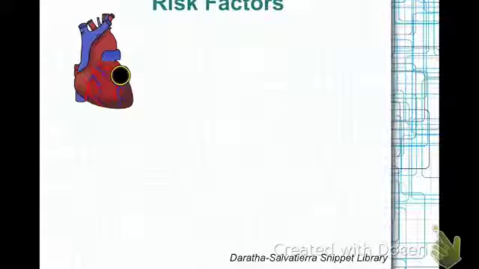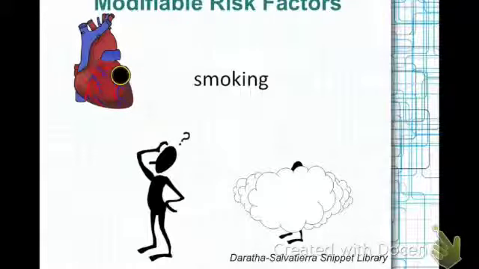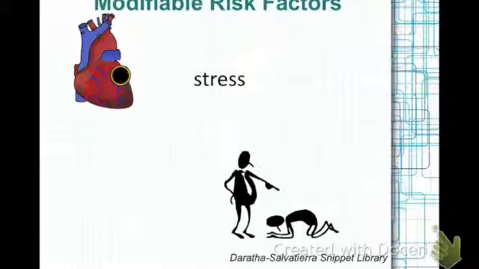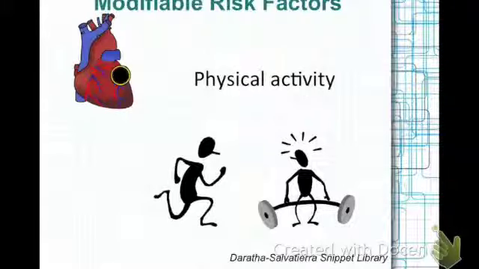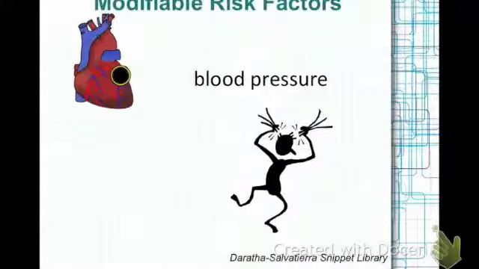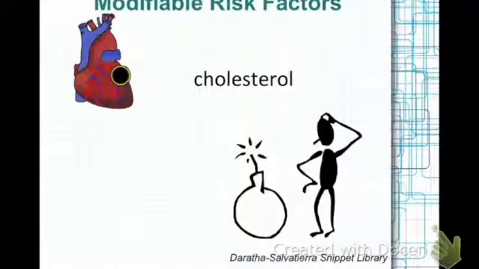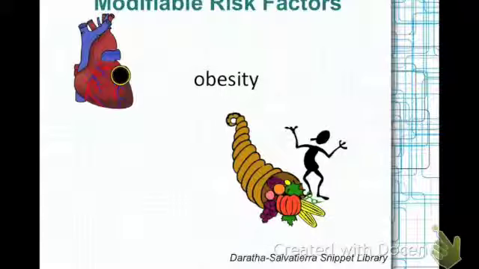Let's take a look at Mr. Jones' risk factors, beginning with the modifiable ones. Mr. Jones is a smoker. Mr. Jones has a very stressful job and much stress in his life. Mr. Jones sits at a desk for work and he gets little physical activity, leading a very sedentary lifestyle. Mr. Jones has high blood pressure. Mr. Jones also has high cholesterol levels. The good news is Mr. Jones is not obese, which is another modifiable risk factor for patients at risk of developing a myocardial infarction.